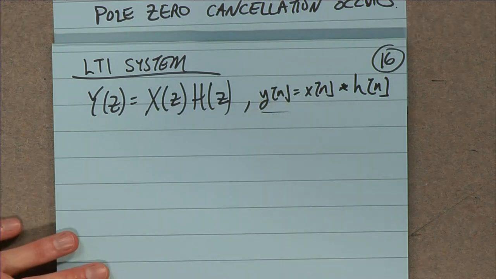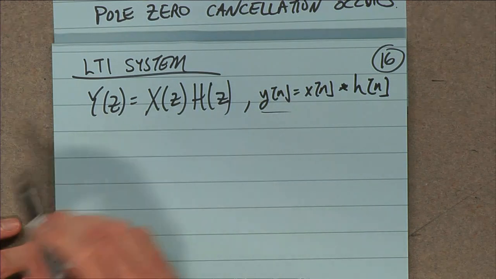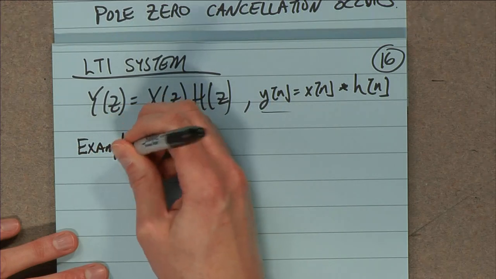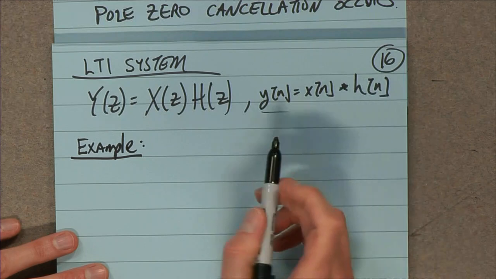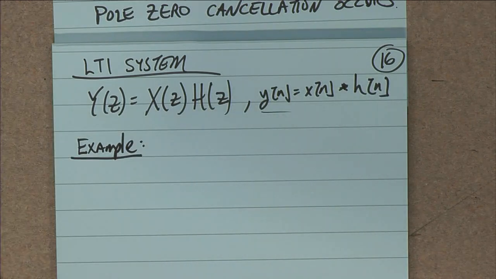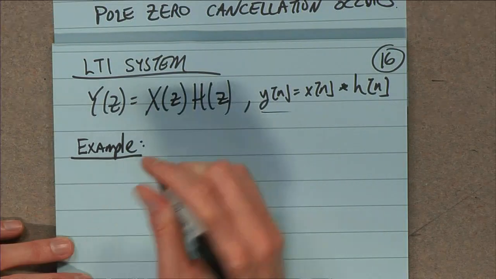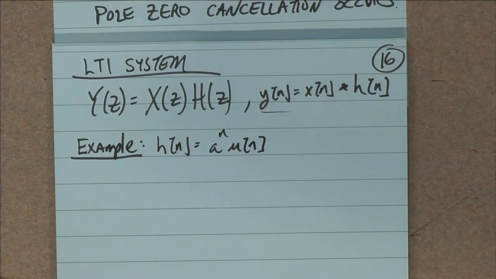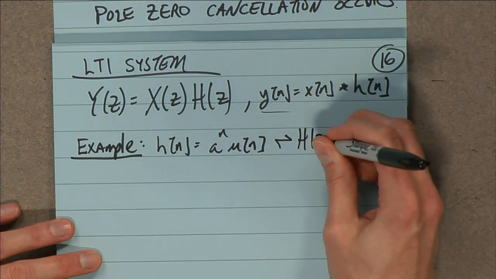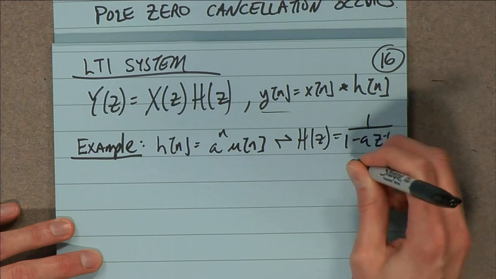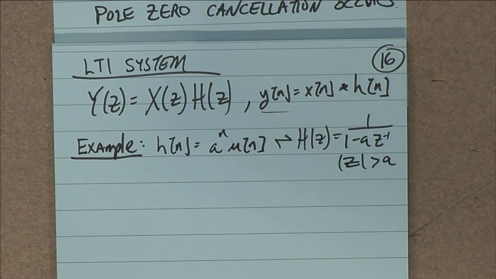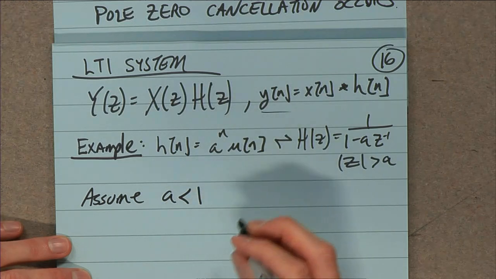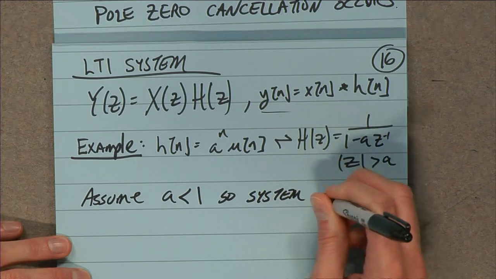So let's compute an example where we get y of n by actually doing the z transforms and going backwards. So what we'll do is we'll start with x of n and h of n, convert to x of z, h of z, multiply them, and then inverse transform. So for our example, we'll let our impulse response be a to the n, u of n. And we know what that is. That's just 1 over 1 minus a z inverse, z greater than a. And we'll make an assumption. Assume a is less than 1, so the system is stable.